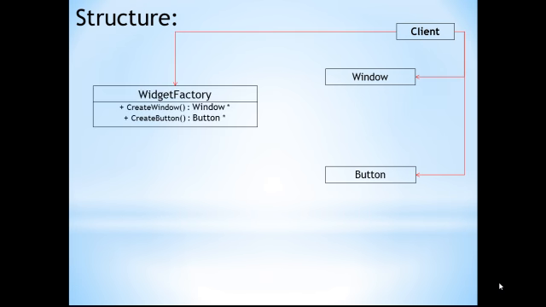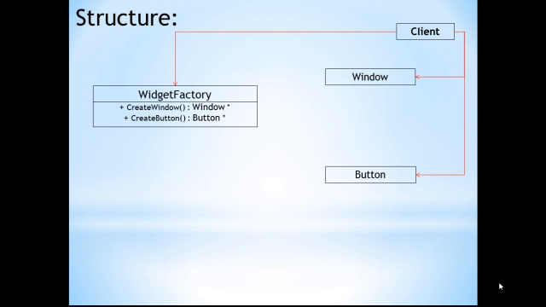So now let's have a look at the structure to better understand how it works. And we will go from top to bottom for a better understanding. So first we have the client. Here the client is our application, and this application would like to build some windows and buttons. So to do that, this application will ask the widget factory to build these windows and buttons through the methods create window and create button.